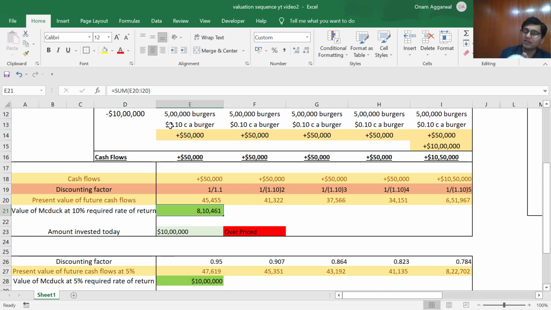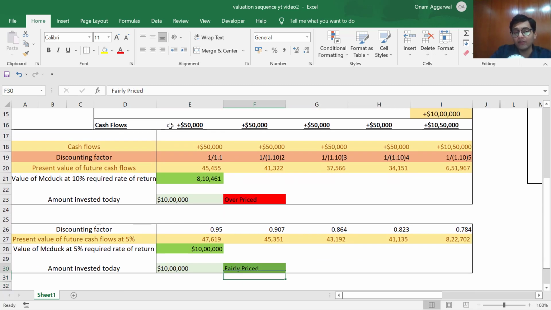Why? Because we require a return of 10% and the amount we are getting is not worth 10%. In reality, it is actually 5%. And that is why we are getting a lower value than what we put up. So for us, this opportunity is overpriced. Now let's assume that there's another investor whose required rate of return is only 5%.